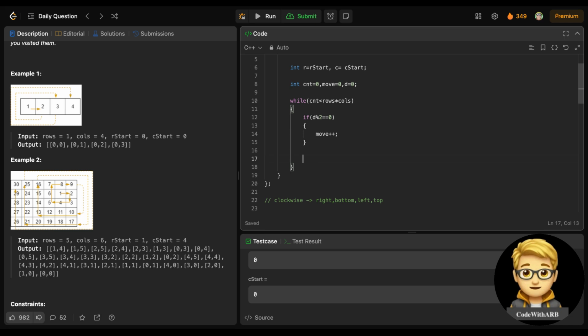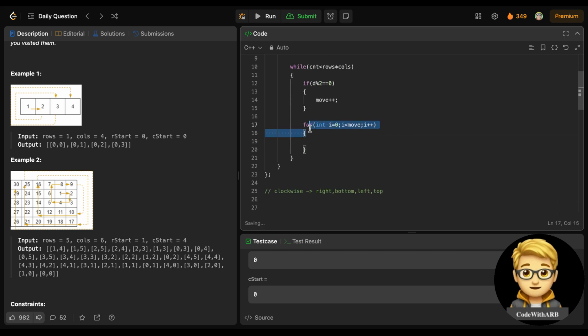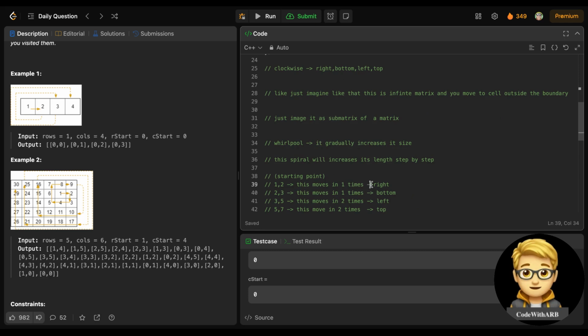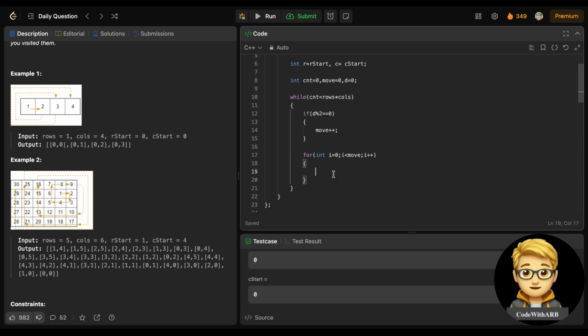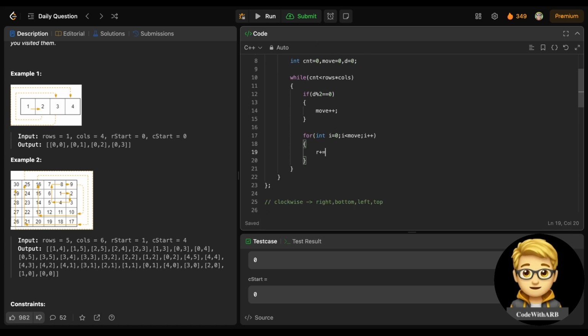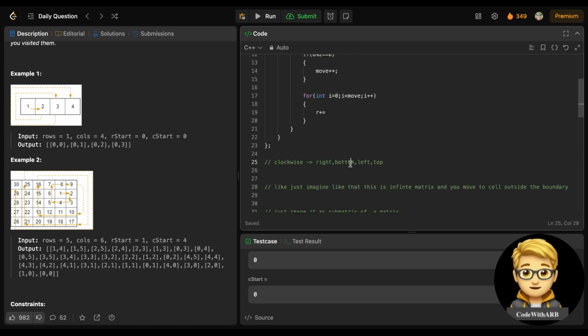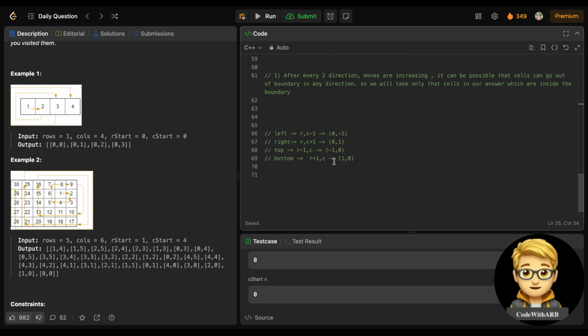After every two directions, after each iteration, I need to change this direction, right? So I will move till this move. For each direction, I need to move this many times. For right and bottom, I need to move this many moves, so I will move this move time. I will just increase and decrease according to the direction, which is either right, bottom, left or top. And one thing I have told you: for the left, you need to move back.